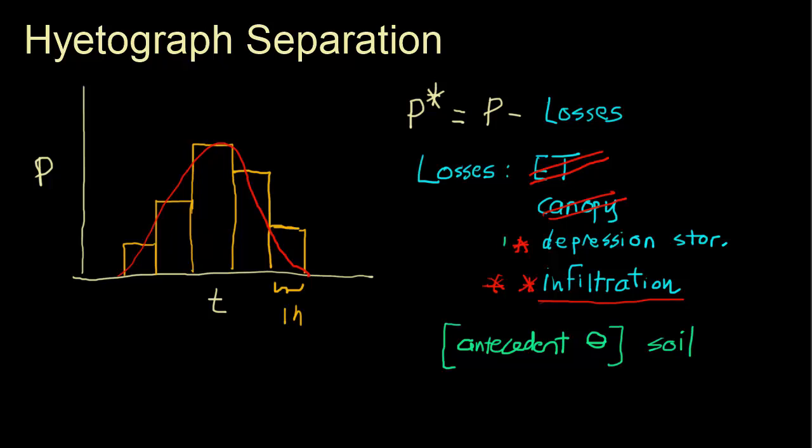We don't very well know depression storage, the amount of depression storage, and we probably don't really know very well what the antecedent moisture conditions are of the soil, and certainly not what they are of the soil all throughout the watershed, let alone even at one place. That's a lot of data that we probably don't have when we try to do this exercise, and that will affect the way we actually typically attempt to do this separation.